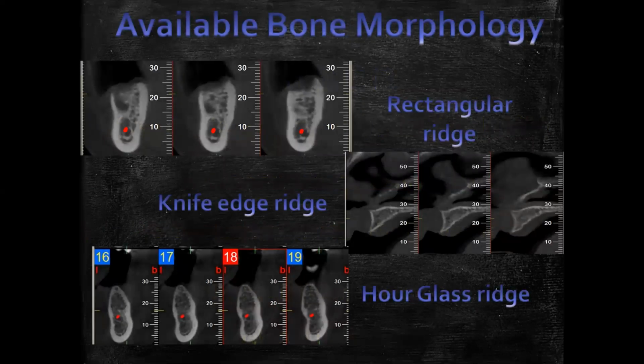Now the bone structure is different in different areas. Over here, it is rectangular in shape. This is most frequently found in the mandibular posterior region. The second one is knife edge. This is mostly found in atrophic ridges in the maxillary anterior region. C is an hourglass. When we say hourglass, it will have concavities on both the buccal and the lingual side. This is the trickiest one to understand.